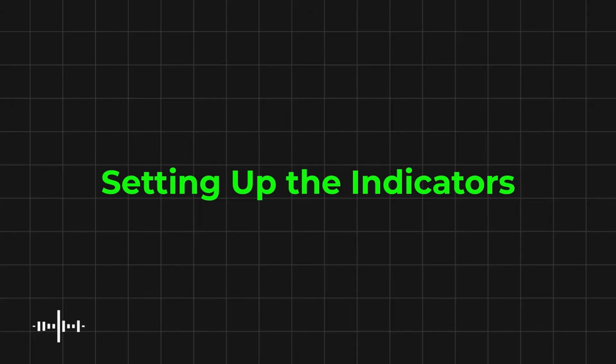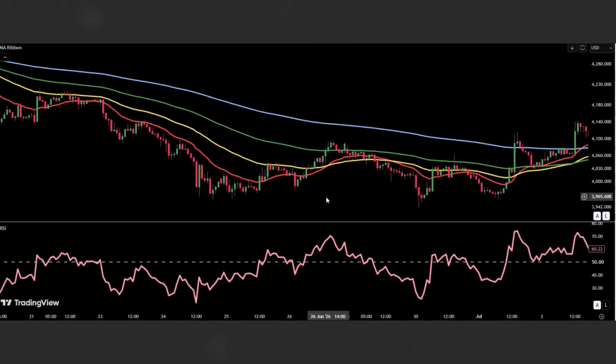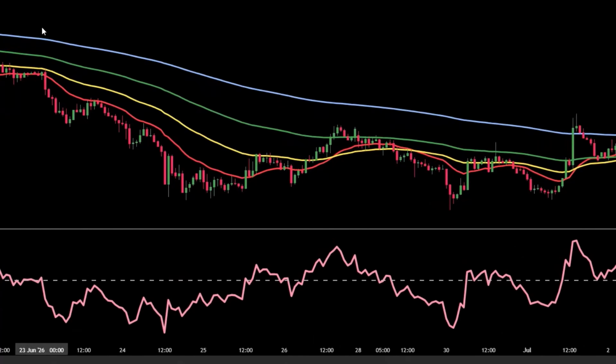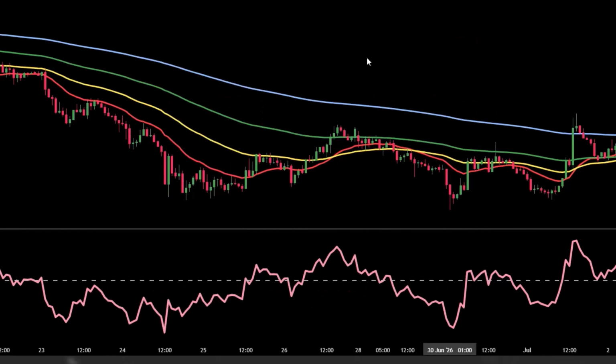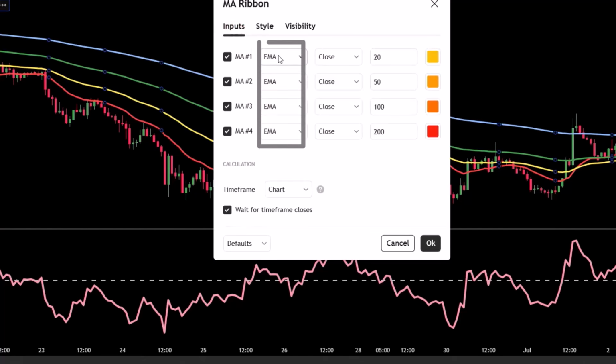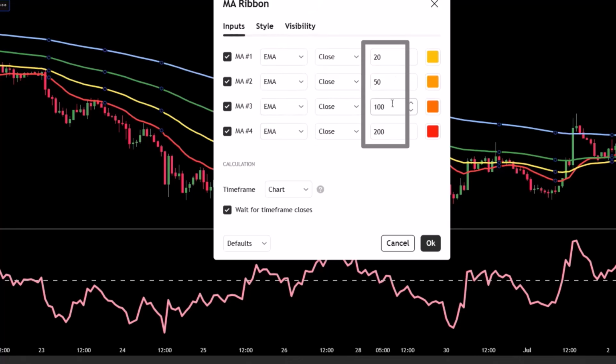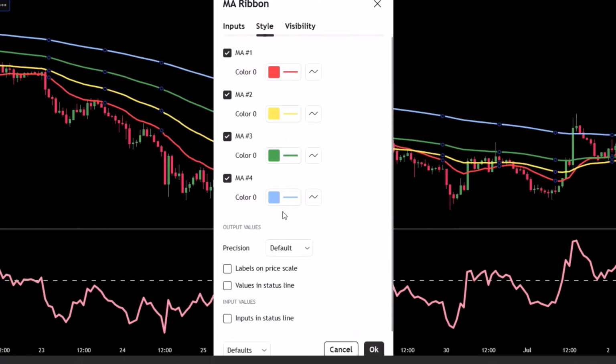Setting up the indicators. First, let's set up the chart. Open TradingView and add the Moving Average Ribbon indicator. We'll make a few changes to turn it into a cleaner trend filter. Set the ribbon to use exponential moving averages with a length of 20, 50, 100, and 200. These four EMAs help us see the market trend more clearly from short-term moves to the bigger picture. Give each line a different color and make them slightly thicker so the ribbon is easy to read.